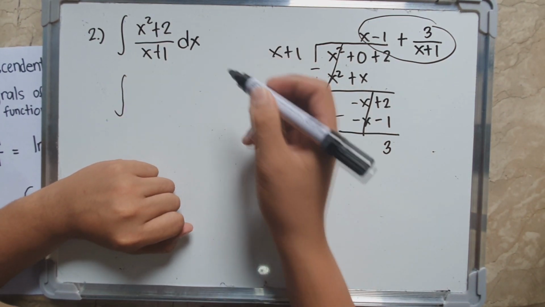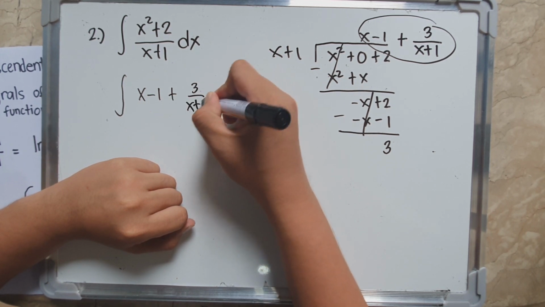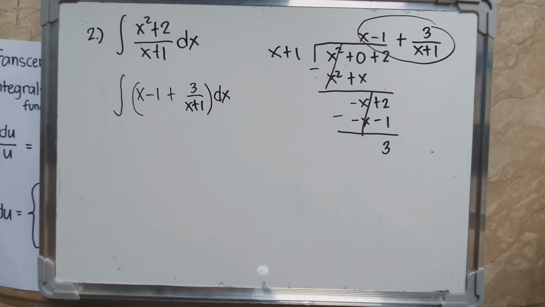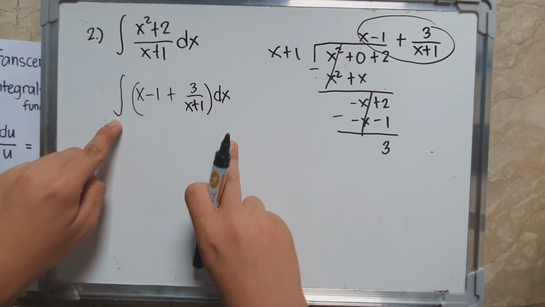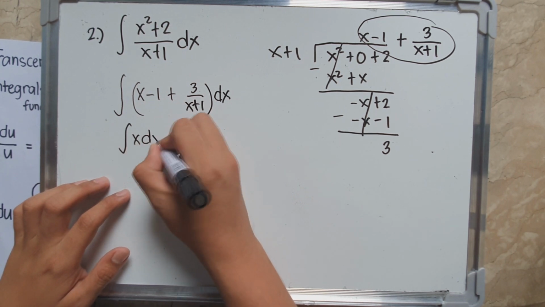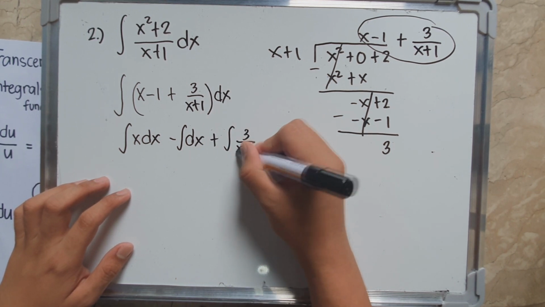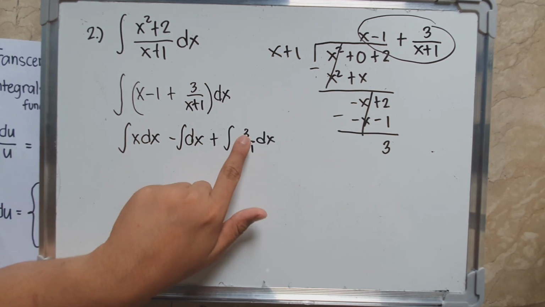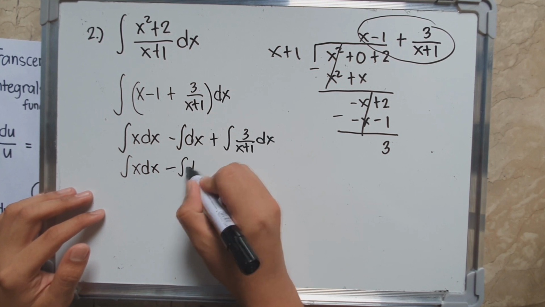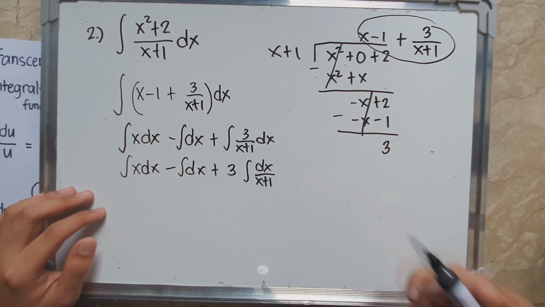Now we could have x minus 1 plus 3 over x plus 1, and we have the dx. Notice we could distribute the integral symbol and the dx to all our terms right here. Integral of x dx minus integral of dx plus integral of 3 over x plus 1 dx. We could factor out 3. Integral of dx plus 3 integral of dx over x plus 1.